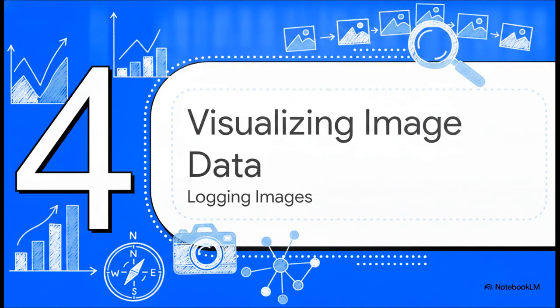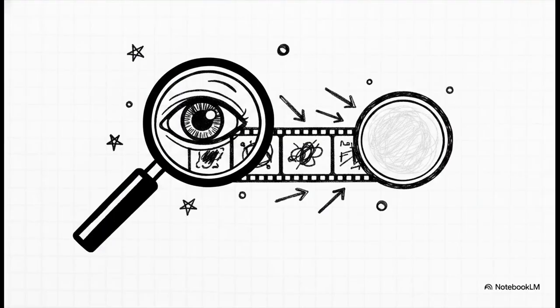All right, section 4, visualizing raw image data, logging images. Numbers, curves, and histograms are all fantastic, but sometimes, we really just need the literal visual GPS view of what our model is dealing with. And that brings us to visualizing raw image data.